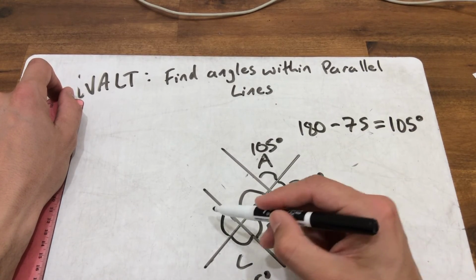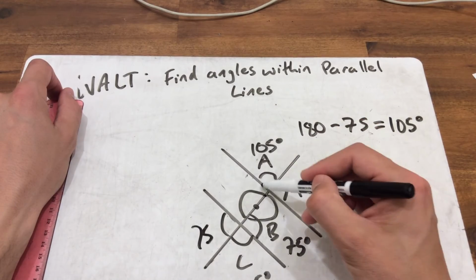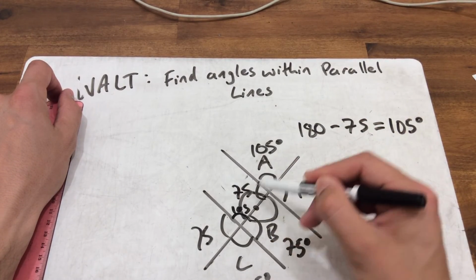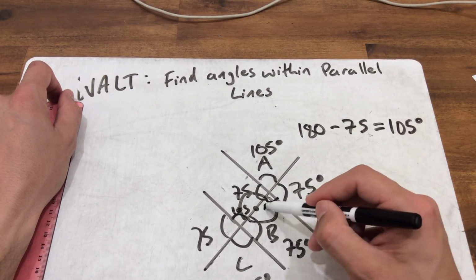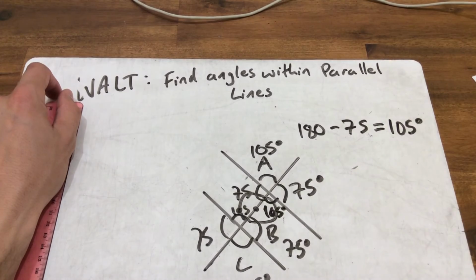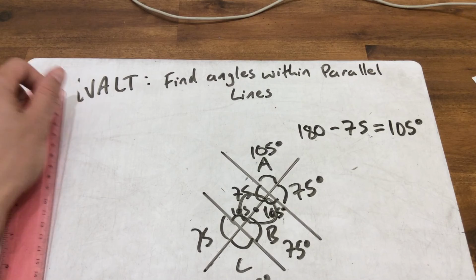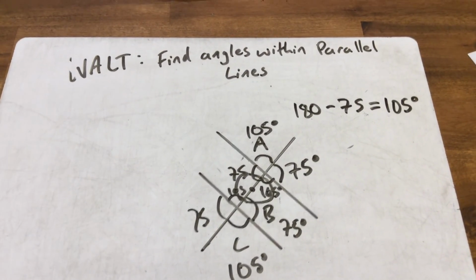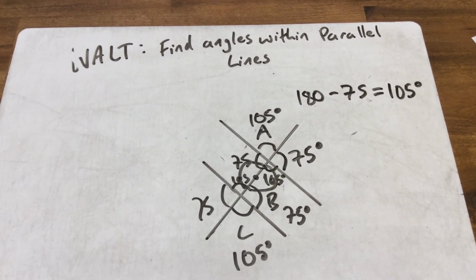So over here I know that's going to equal 75. This one over here is going to equal 75. This one up here is going to equal 105. This one down here, which is getting a bit messy in here now, is going to equal 105. So hopefully you understand that. You can have a go at a few of those little activities I'm going to have ready for you to go. Okay, good luck guys.